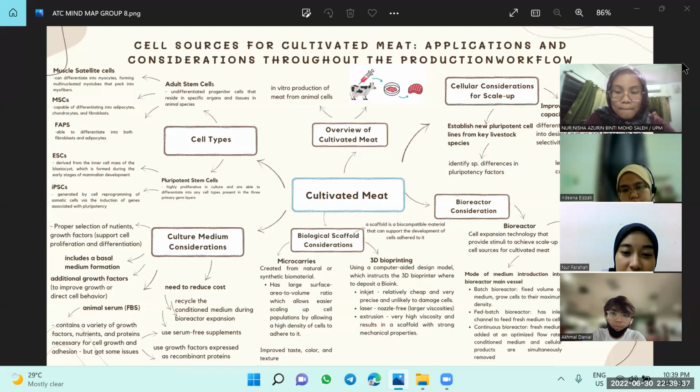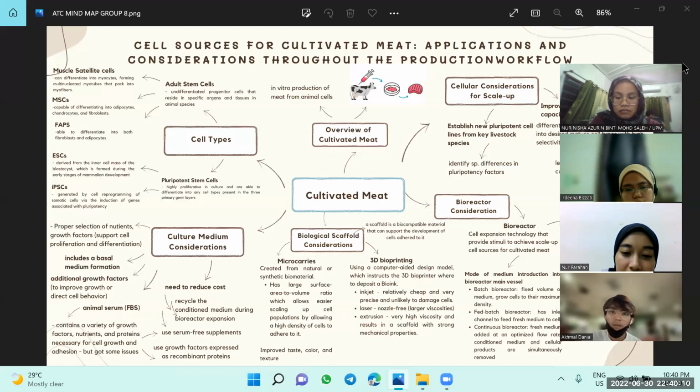Then animal serum, which is fetal bovine serum, FBS, contains a variety of growth factors, nutrients, and proteins for cell growth and addition. However, it has some issues like batch-to-batch variability in serum production and may be at risk of being contaminated by viruses and prions. The alternative to overcome these issues is by using serum-free supplements and using growth factors expressed as recombinant proteins.